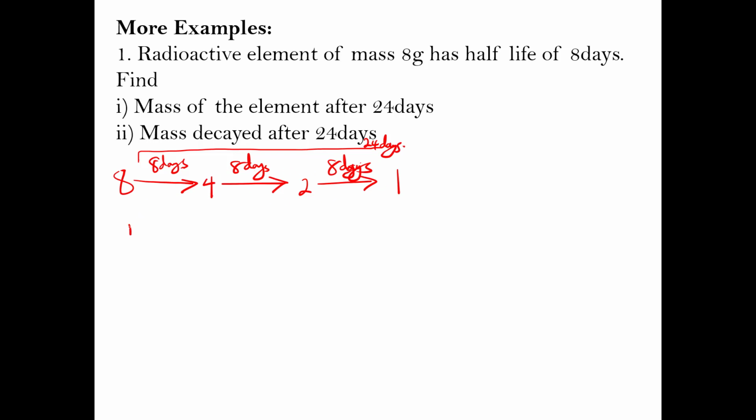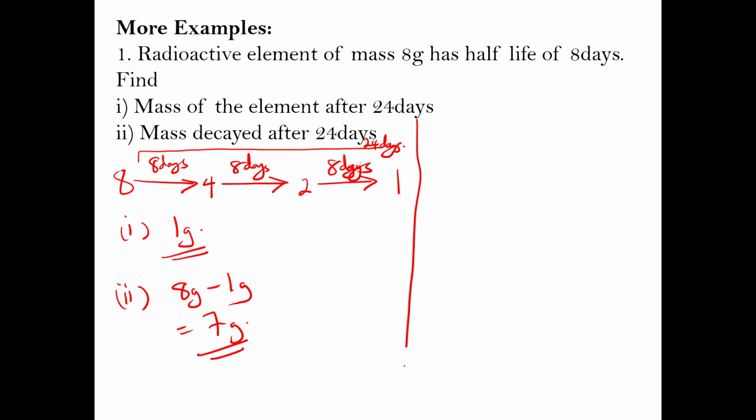Meaning that our answer, Roman 1, the mass of the element that remains after 24 days is simply 1 gram. And then Roman 2, the mass that has decayed after 24 days will be 8 grams minus 1 gram, which gives us 7 grams. And that is our answer.